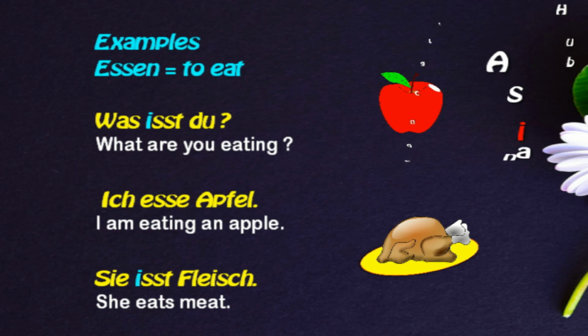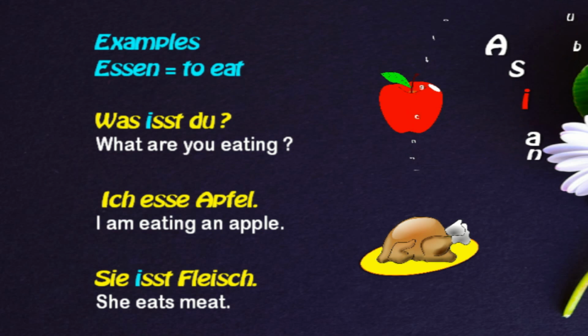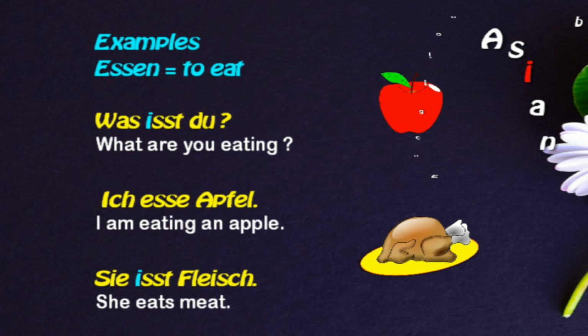Let us see some sentences here. Was isst du? What are you eating? Or what do you eat? Ich esse Apfel. I am eating an apple. Sie isst Fleisch. She eats meat.